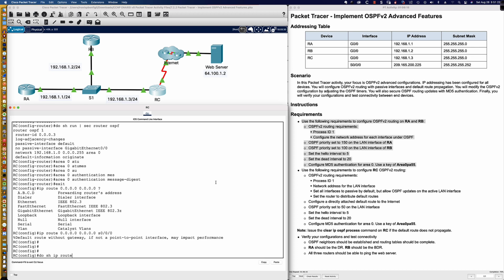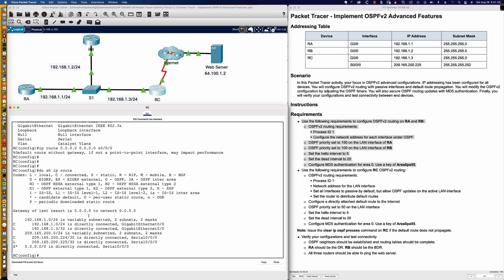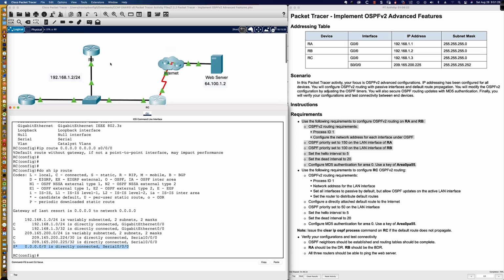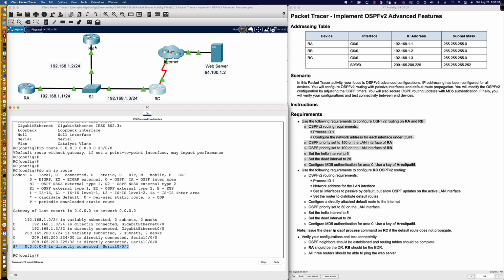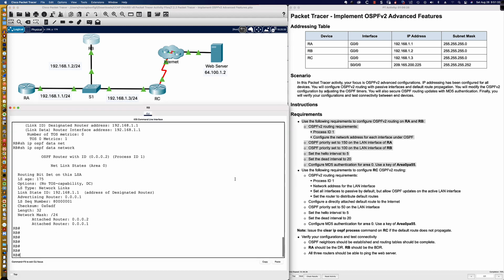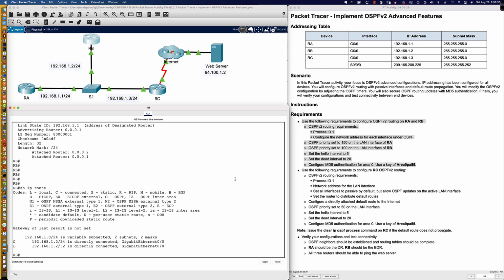So now do show ip route. So you can see here we've got this static route configured. We're originating that. We're advertising that into OSPF. If I come over here to router B, show ip route. Oh, OSPF adjacency is not up.